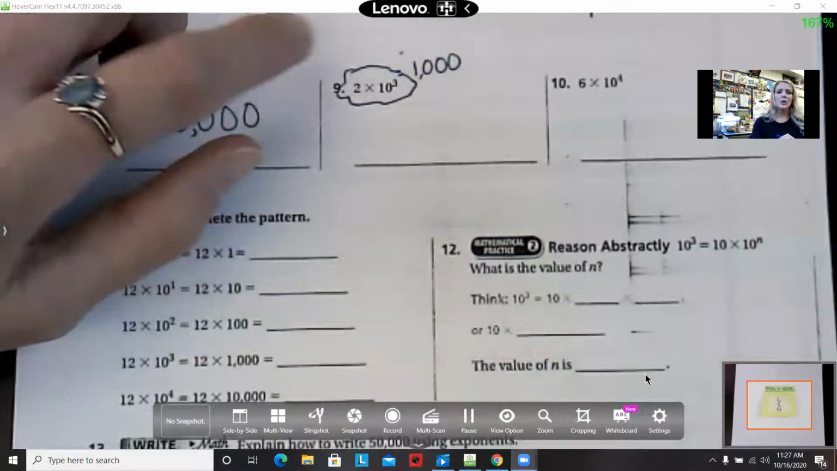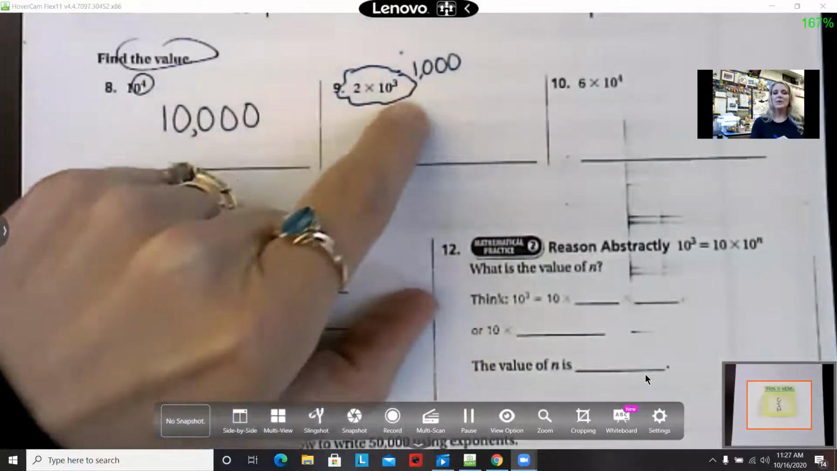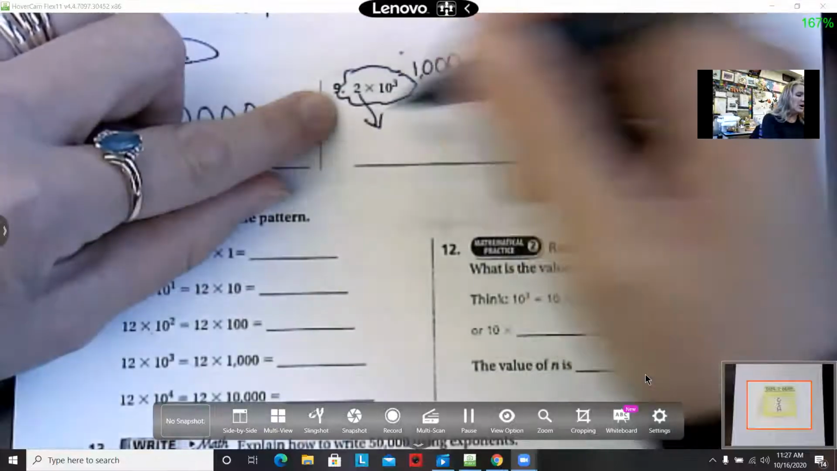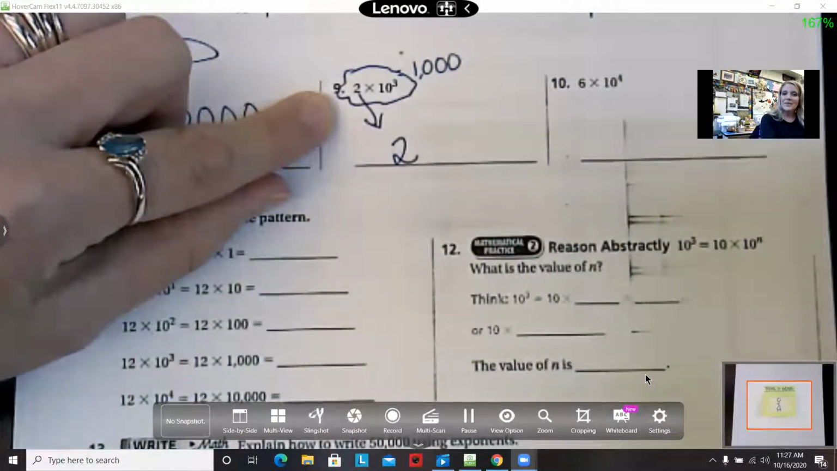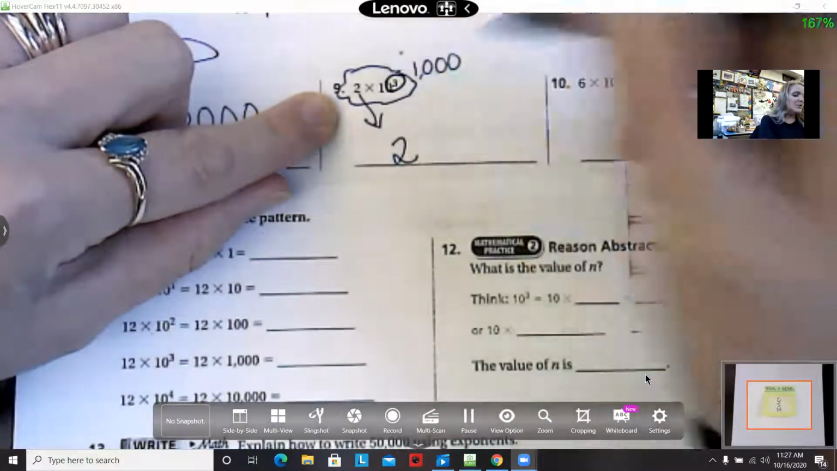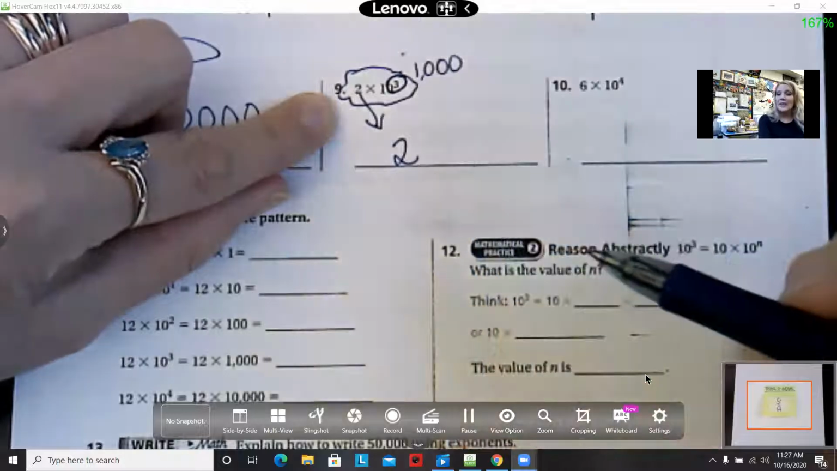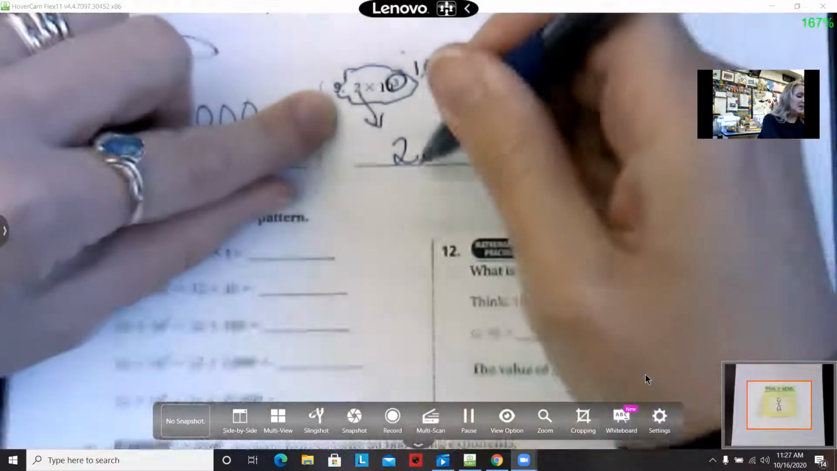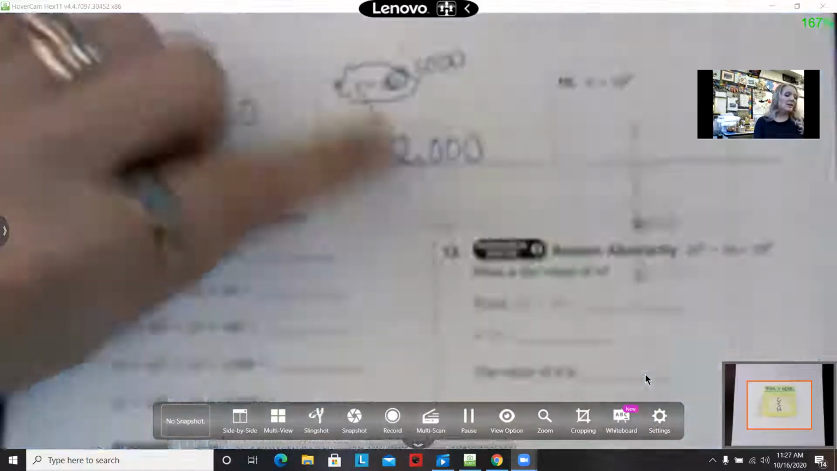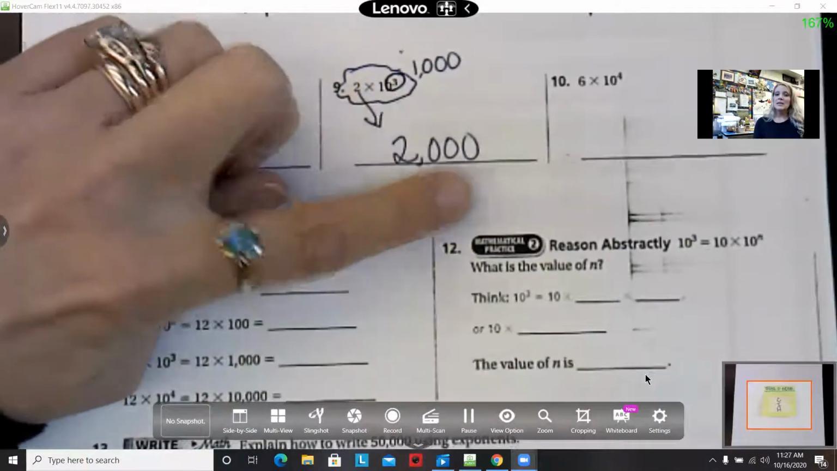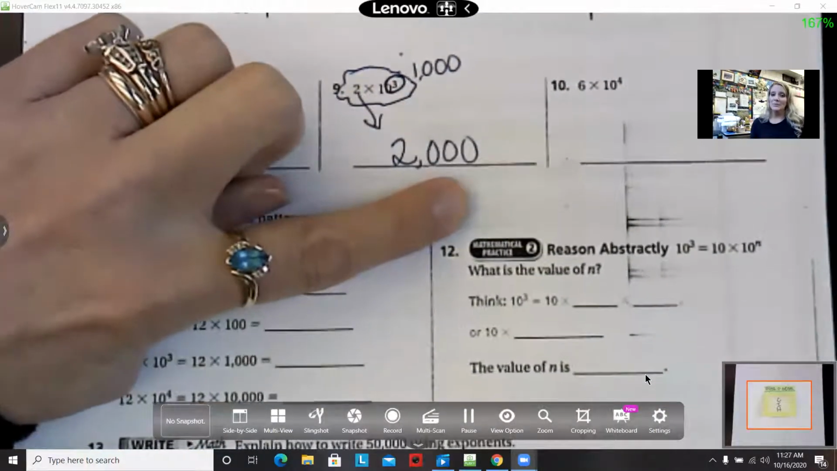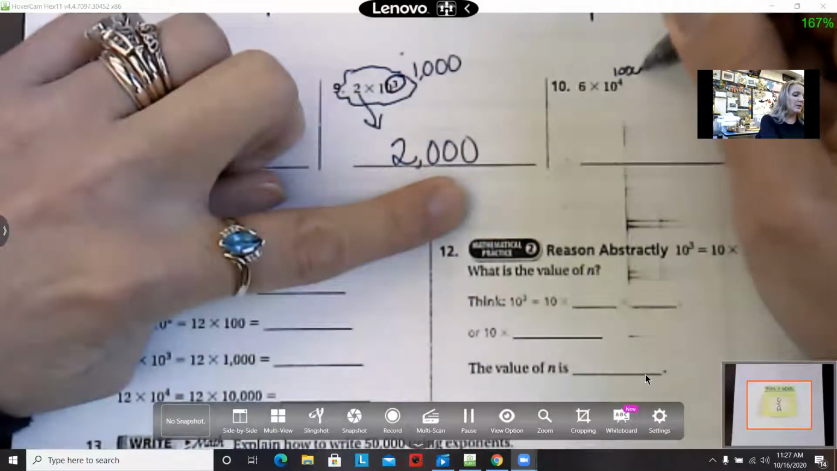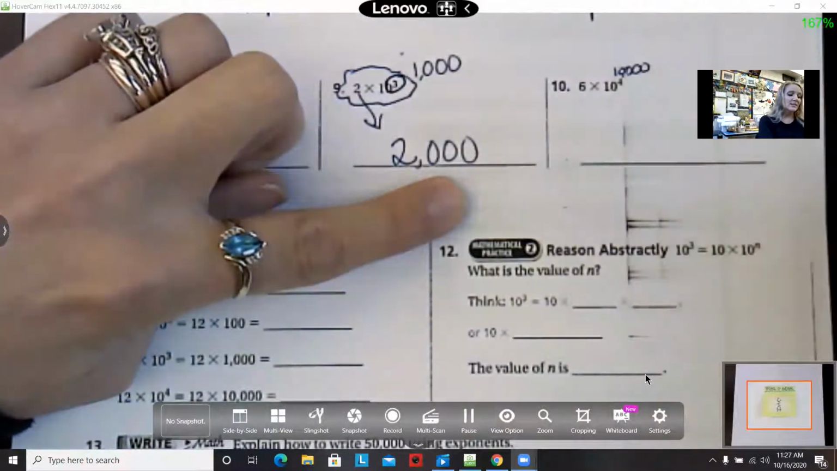But let me show you a quicker way. We never really have to write the number 1,000 there, or the number that 10 to the 3rd power equals. All you're going to do is copy down this number 2, and that number 3 tells you how many zeros you're going to add to the number 2, because that is the number 1,000. 2 times 1,000 is 2,000. So we're just going to copy down that number 2, and the exponent tells us write that many zeros down. And it's that easy.